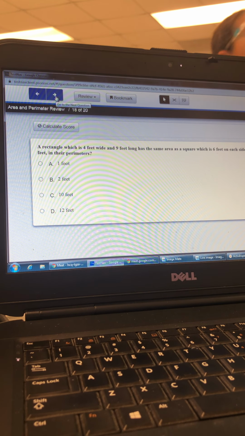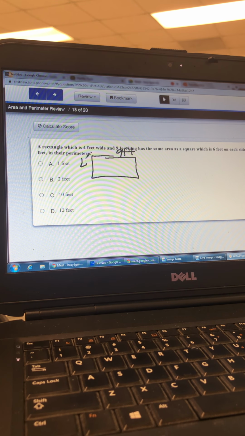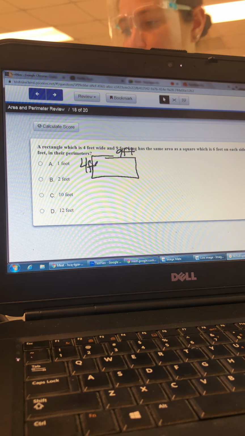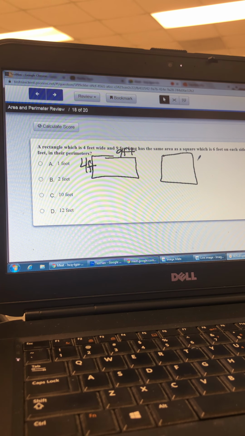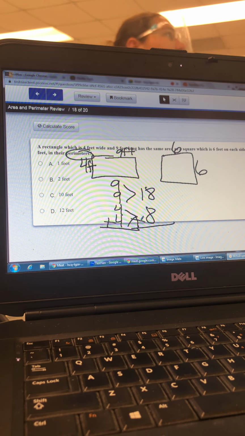Okay, let's look at this problem. A rectangle with the dimensions of 9 foot by 4 foot, and a square that has 6 foot on each side. It says, what's the difference in their perimeters? So I need to do my perimeter for this one. 9 plus 9 plus 4 plus 4. 9 plus 9 is 18. 4 plus 4 is 8. 18 plus 8 is 26.